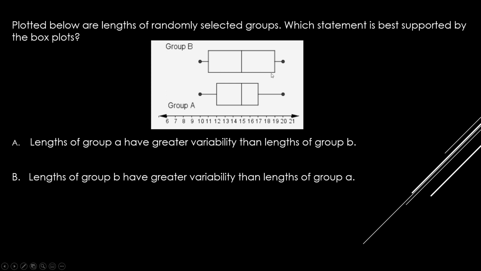So up here, see how B's box itself is longer than the box for A? That means that B is going to have a greater variability. So the lengths of group B have a greater variability because this box up here is longer and wider than box A for group A.